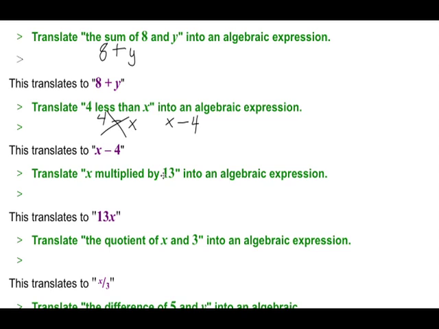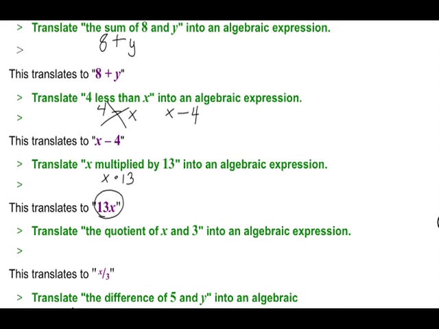Okay, translate x multiplied by 13 into an algebraic expression. So we have our x, and we're going to multiply by 13. Now we know from our algebra work that that's not how we would write it. We know that we would take the number and use it as a coefficient in front of the variable. That's the normal way to write that expression.